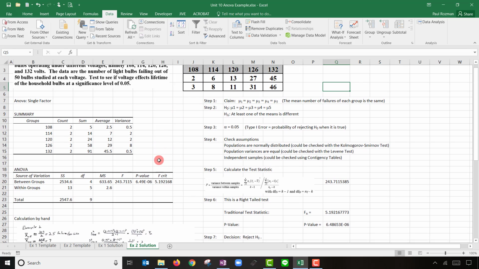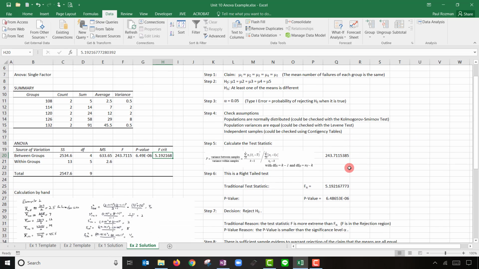So in our analysis of variance table, our F statistic ends up being 243, which is really large. The p-value ends up being really small. The critical value that we would compare 243 to is small. So 243 is way bigger than 5, so we would reject the null hypothesis. Or we could say the p-value, in scientific notation here, is really small. Therefore, we would reject the null hypothesis.